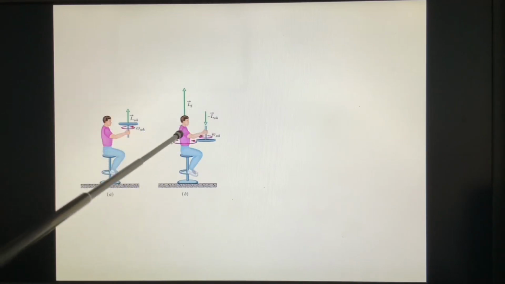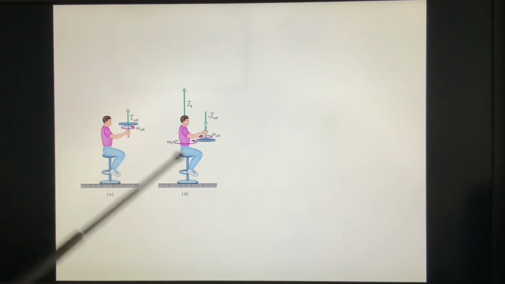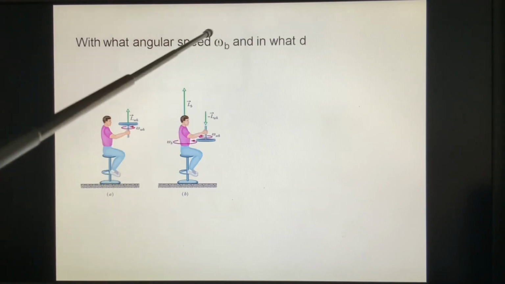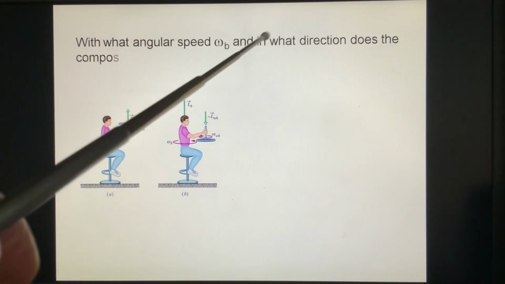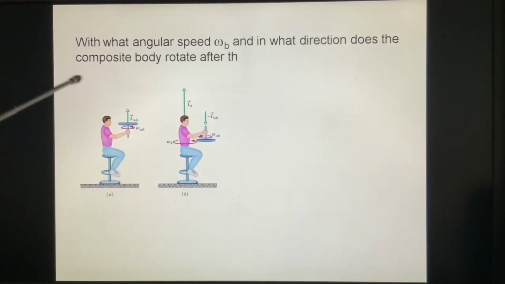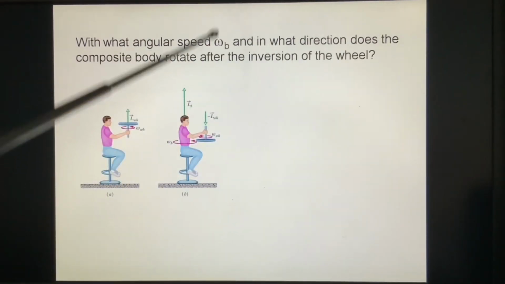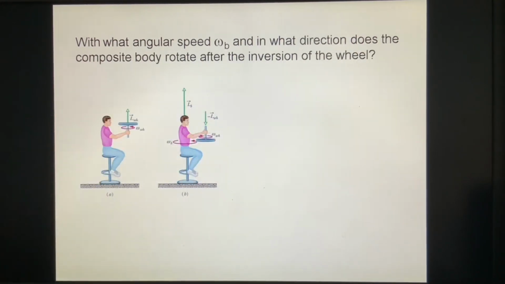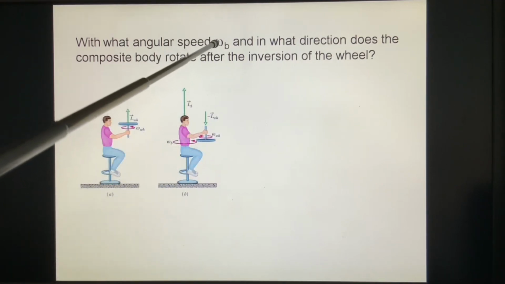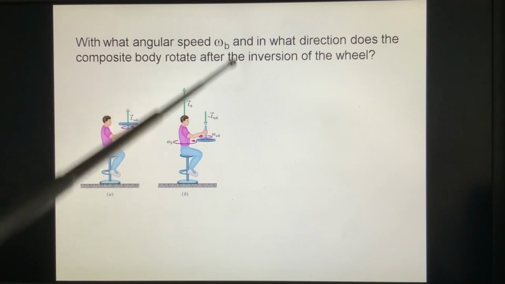And then the student rotates with this system. With what angular speed omega_B, and in what direction does the composite body rotate after the inversion of the wheel? Originally it's going up, now it's turned down, and then it starts to rotate. I want to find the angular speed and the direction.